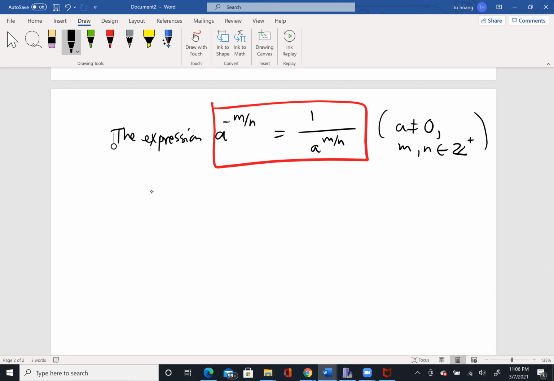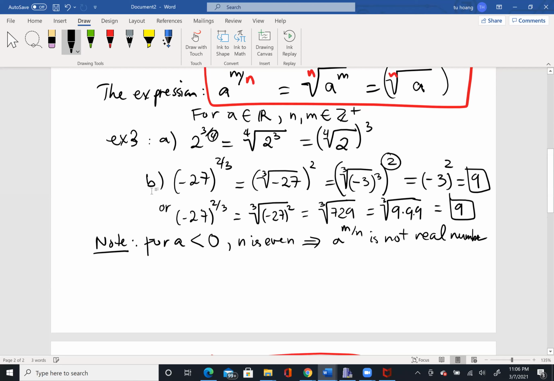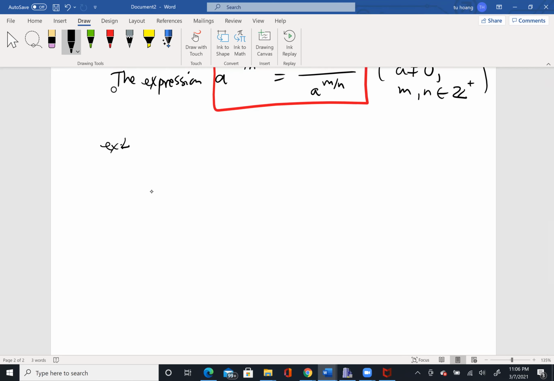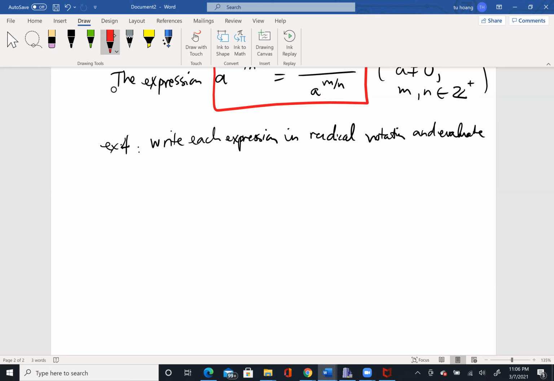And for example, right? So you write each expression in radical notation and evaluate. So, 2 things. Okay, let's do A.